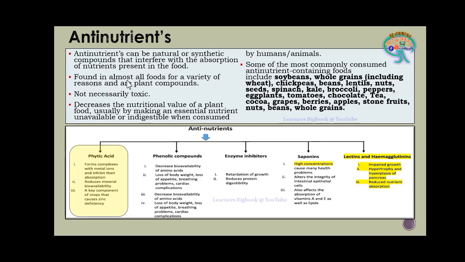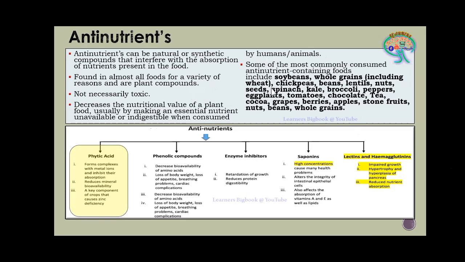Now how are they found? They are found in foods in a variety of compounds. They are not necessarily toxic, or they are never toxic, but in terms of nutritional value they lead to depletion of the essential nutrients available within the gut of the animal. Because of this, the consumed food becomes indigestible for humans or animals.